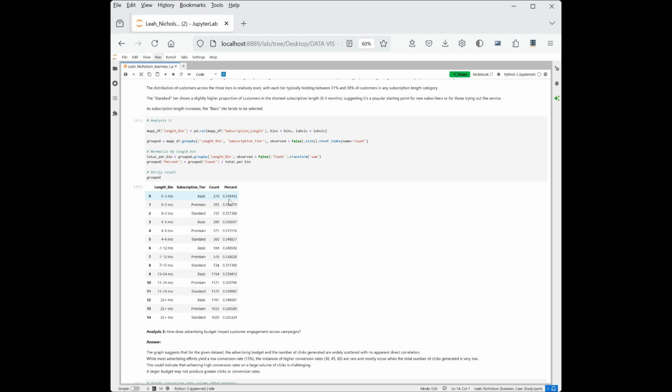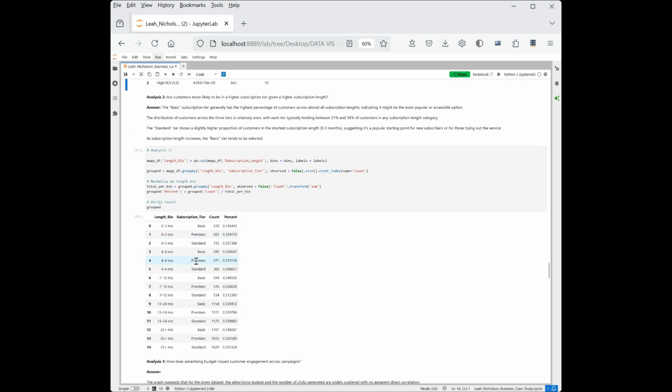So that helps to give a clearer visualization of what's happening based on the subscription length that the customer has been with the company. And I found that the basic subscription tier has the highest percentage of customers across all the subscription lengths, which indicates it might be the most popular or accessible option.